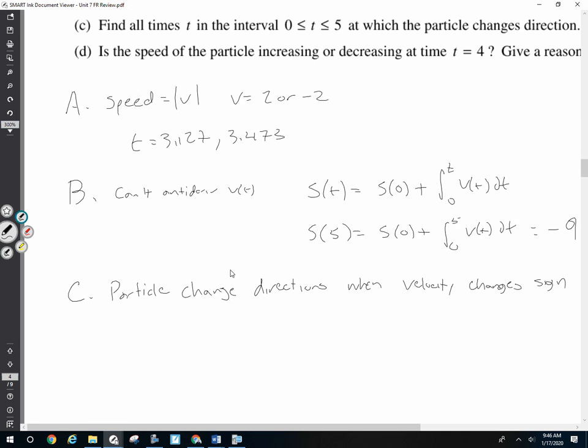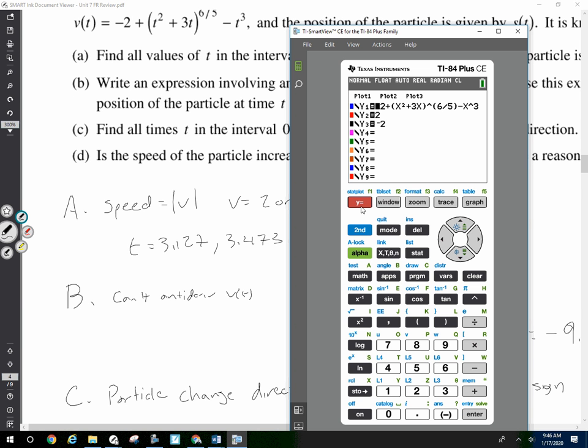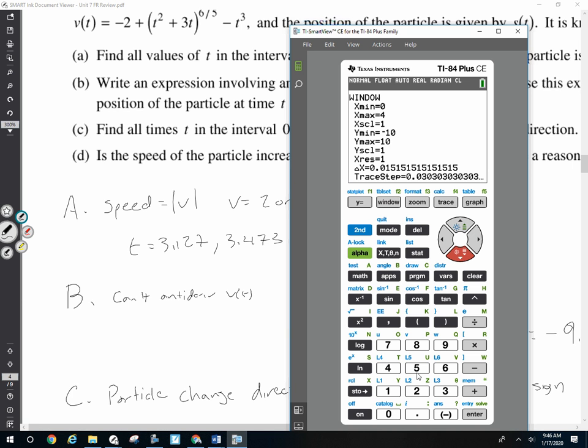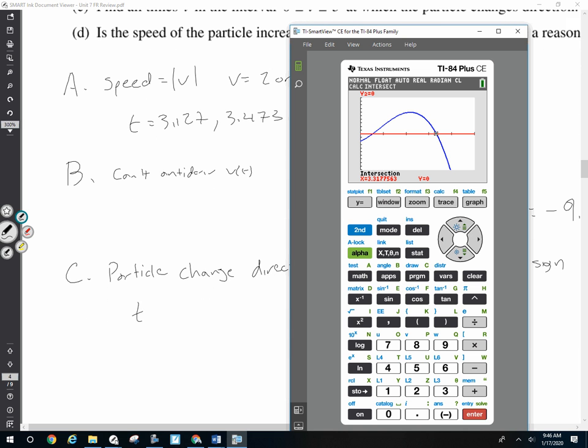Okay, so 0 to 5. Graph my velocity. I already have it graphed, which is nice. Window 0 to 5. How many times do we cross through the x-axis and change directions? 1, 2. Second calc intersect. There's 1 at 3.317. Second calc intersect, pop over to the other one. Enter, enter, enter. 0.536.